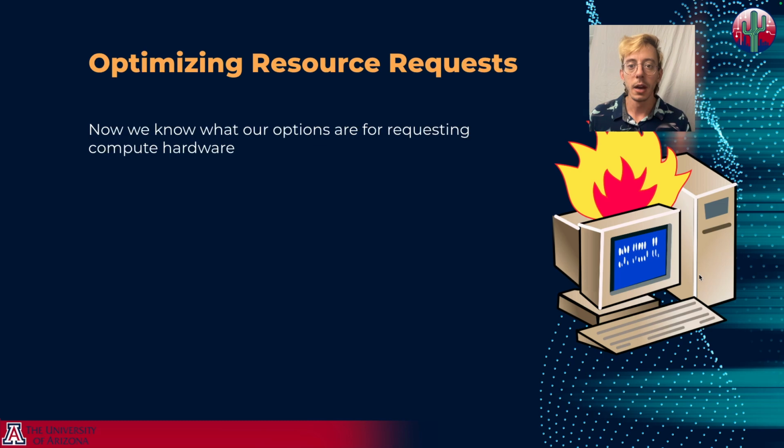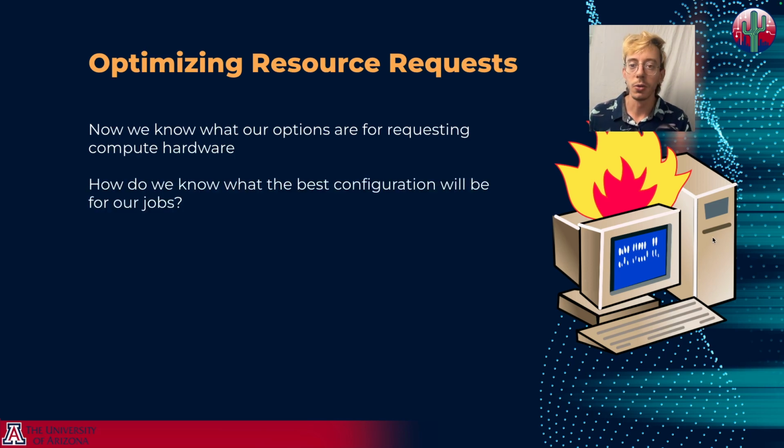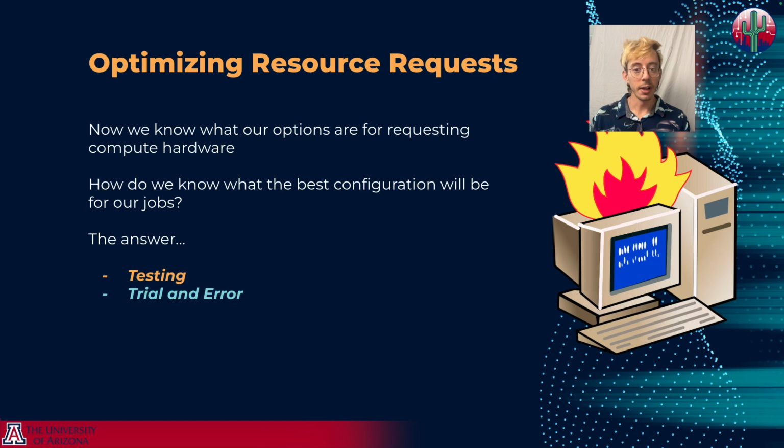Okay. Now we already know what our options are for requesting compute hardware. The next step is to know what the best configuration will be for our jobs. So we know what our options are, but we need to know what options to choose. The answer is basically testing, trial and error, and scaling tests. As I mentioned before, there's no easy, quick equation that we can use to get the exact number of processors that we'll need to complete our job. So testing is the way that we'll have to go.